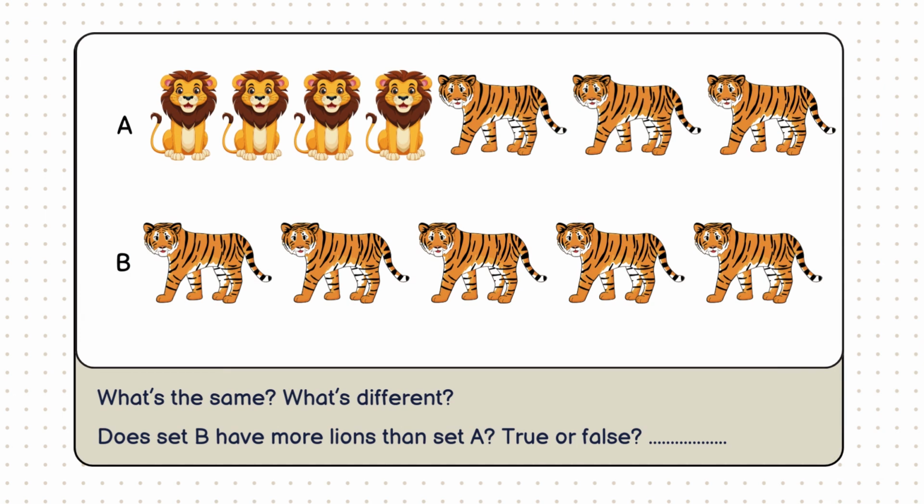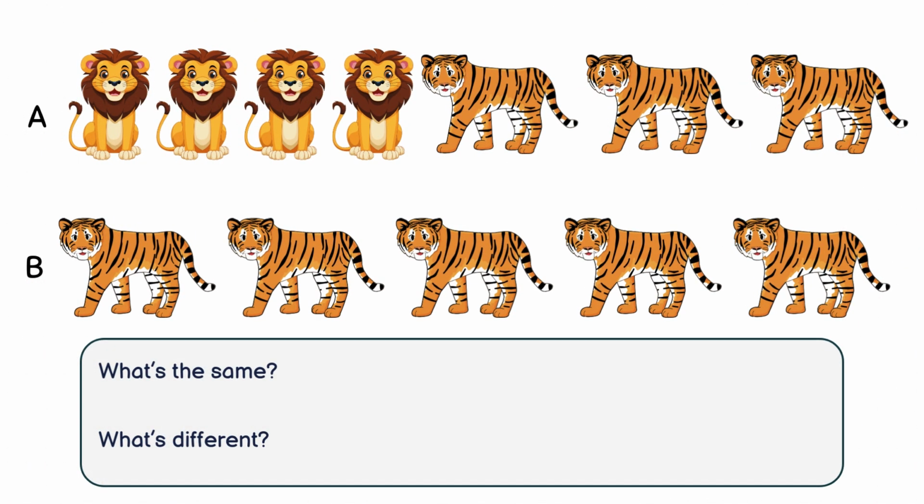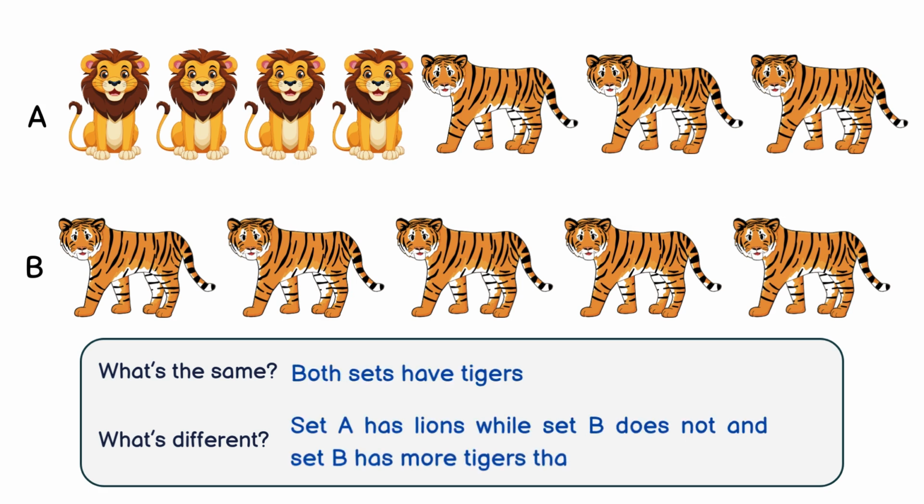Whoa, we now have 2 wild sets of animals. Set A has lions and tigers, and Set B has tigers. Let's compare them and figure out what's the same and what's different. Are you ready? When we compare, we see that both sets have tigers, but only Set A has lions. Set A has 3 tigers, while Set B has 5 tigers. So, what's the same and what's different? That's right. Both sets have tigers, but Set A has lions and Set B does not. And Set B has more tigers than Set A.